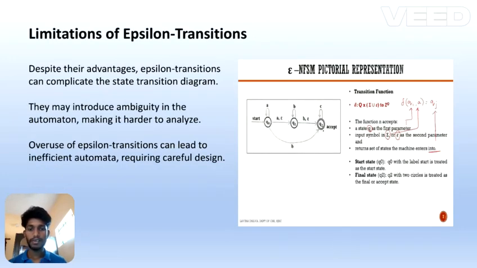Limitations of epsilon transitions. Despite their advantages, epsilon transitions can complicate the state transition diagram. They may introduce ambiguity in the automaton, making it harder to analyze. Overuse of epsilon transitions can lead to inefficient automata requiring careful design.